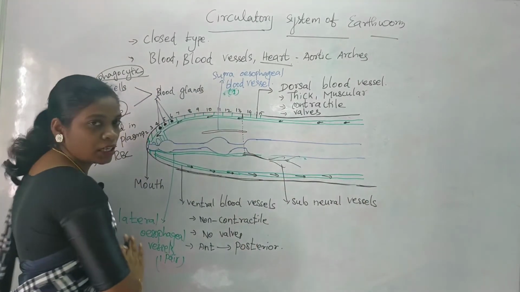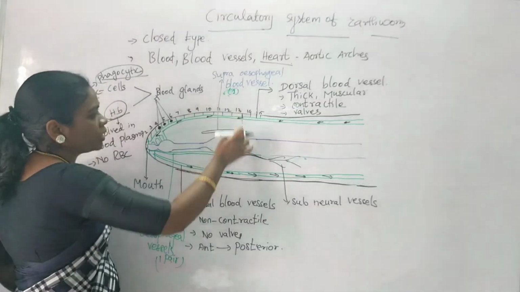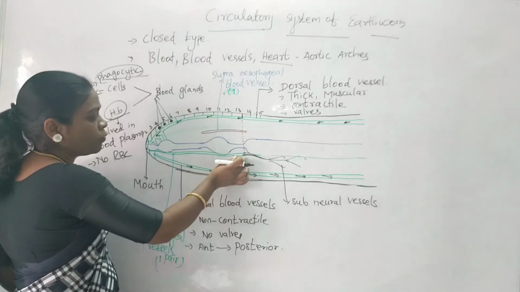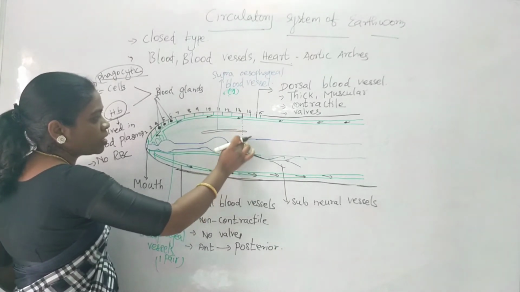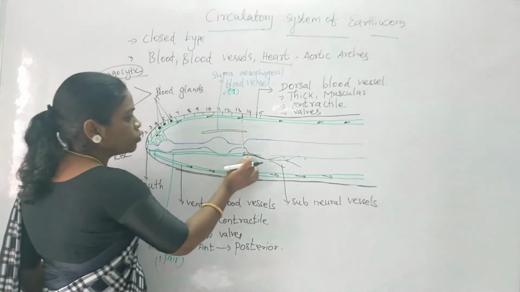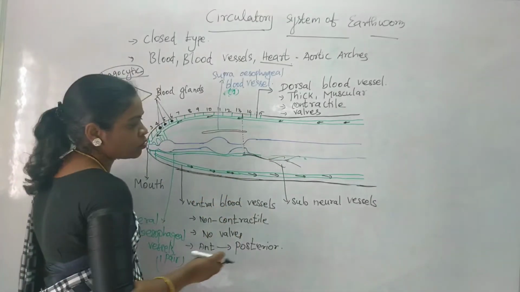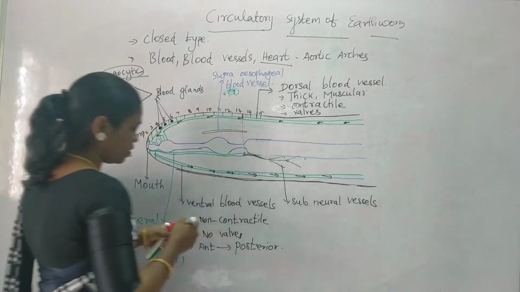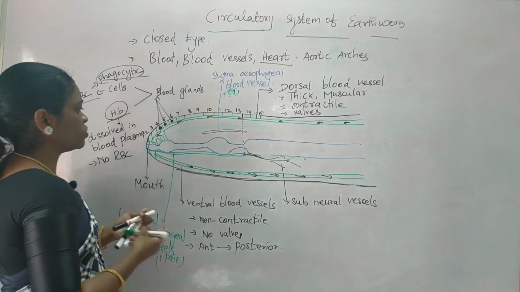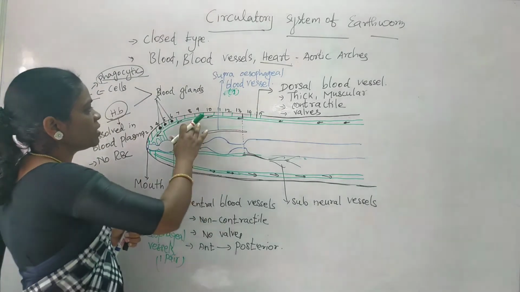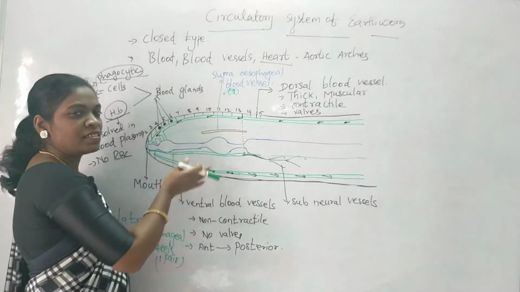So these lateral esophageal vessels, when they come to the 13th segment, these two vessels fuse, they cross the alimentary canal, and they form one more group of vessels known as subneural vessels. And one more important structure here: the dorsal blood vessel and ventral blood vessel exchange the blood.